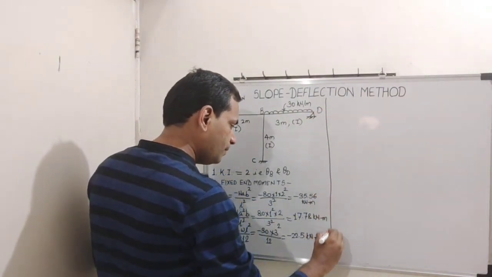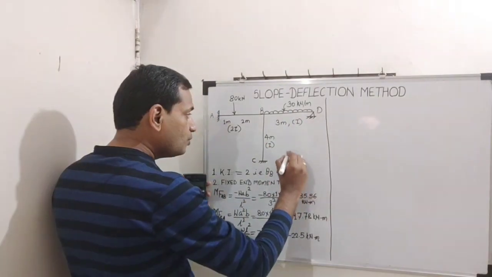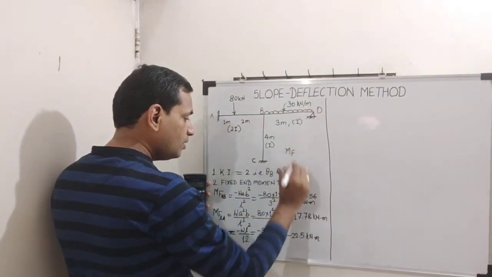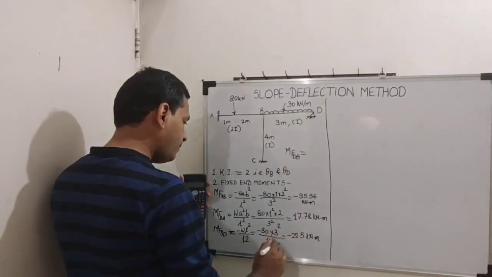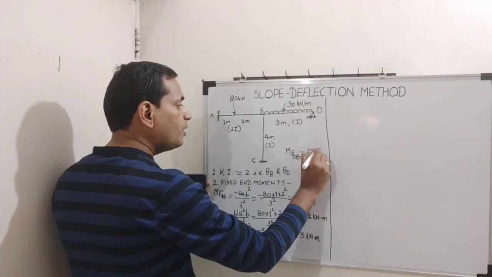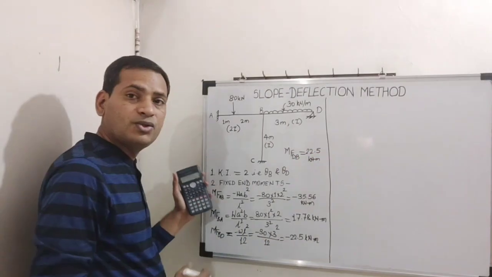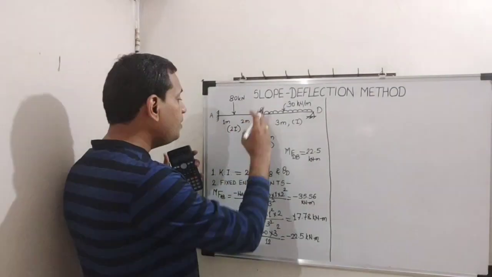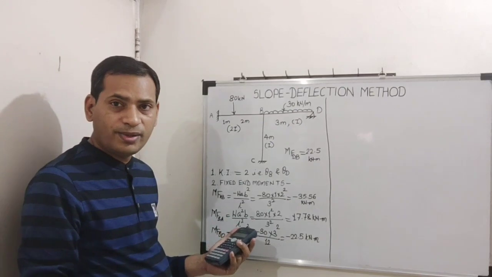What will be next step? One more fixed end moment is remaining. I'll just note down here. It will be plus with same value. MFDB is plus W L squared by 12. So that will be 22.5 kilonewton meter. Okay. So MFBC and MFCB both will be 0. Why? There is no external loading.